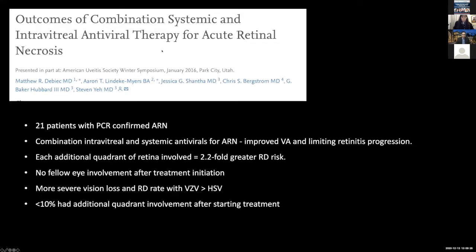Dr. Ye published this paper on the outcomes of systemic and intravitreal therapy. And we discussed this earlier this morning about the preferred practice patterns and the value of adding local therapy.